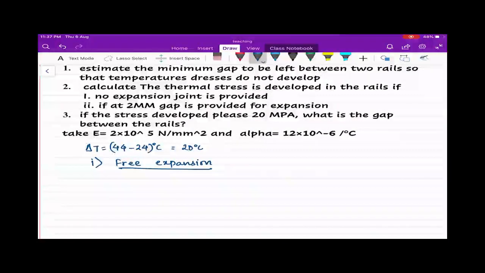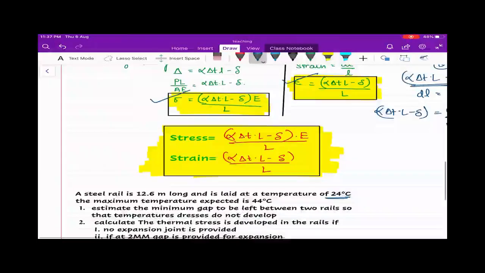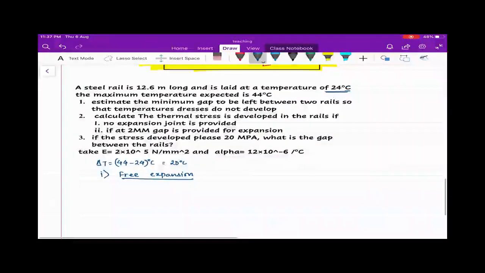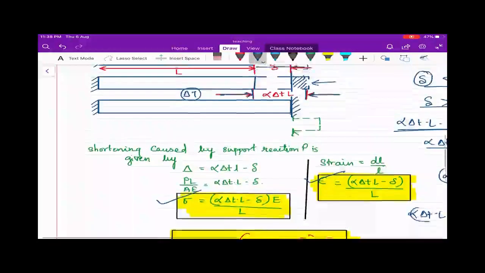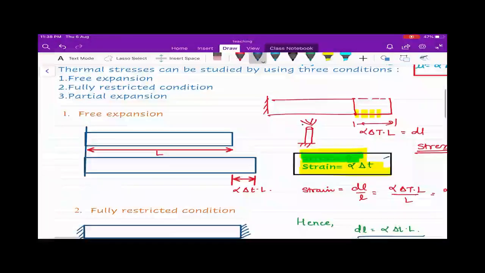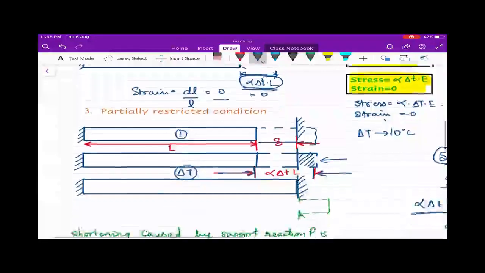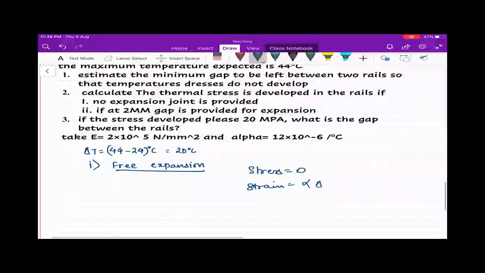So you have to keep this idea in your mind, how these three cases are getting applied, and by applying these three cases we can solve any problem related to thermal stresses in a single bar. Okay, so if we apply the free expansion condition, your stress will be equal to 0. What about strain? Please try to have a look. This is our free expansion condition. In free expansion condition, stress will be equal to 0, whereas strain will be equal to alpha delta T.